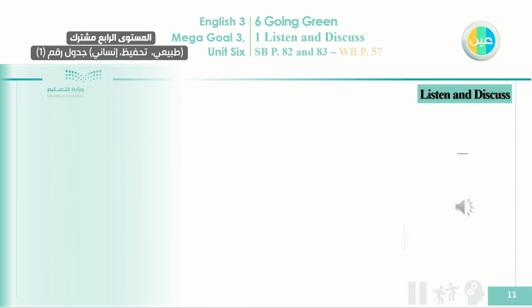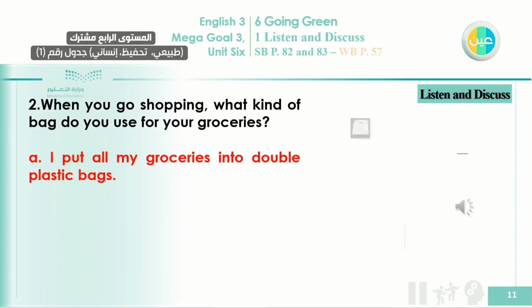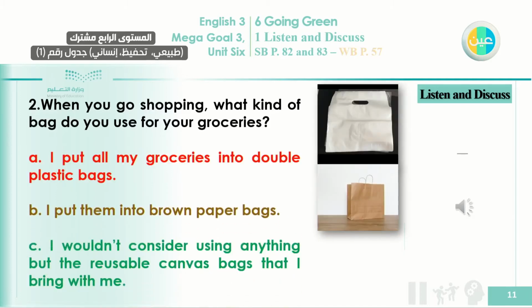Let's go over the second question. 2. When you go shopping, what kind of bag do you use for your groceries? A. I put all my groceries into double plastic bags. B. I put them into brown paper bags. C. I wouldn't consider using anything but the reusable canvas bags that I bring with me.